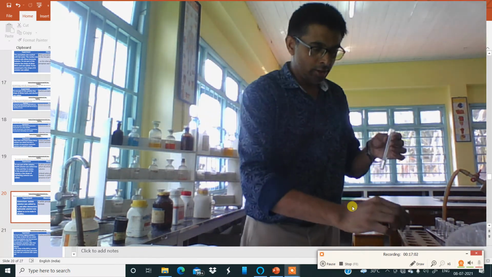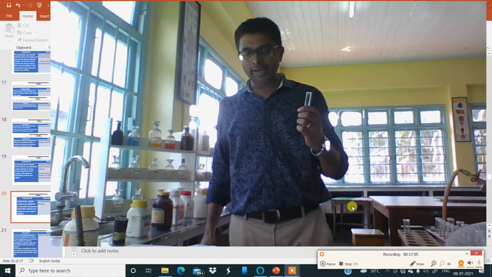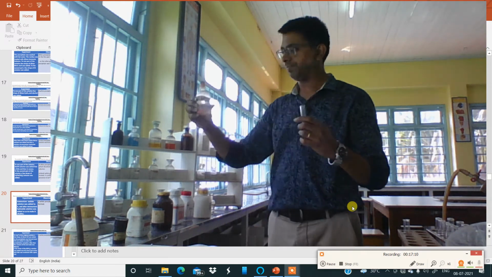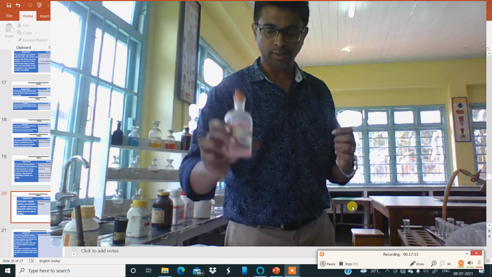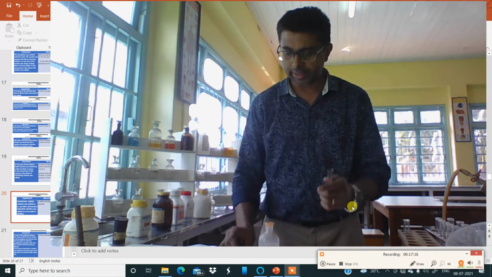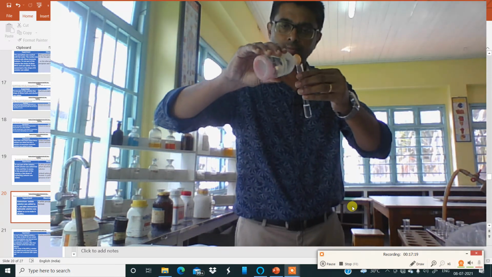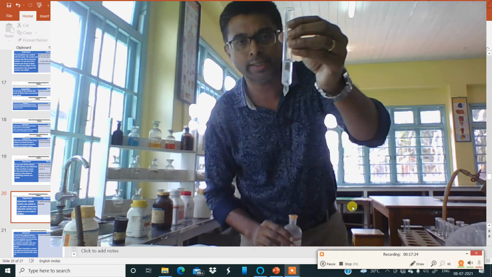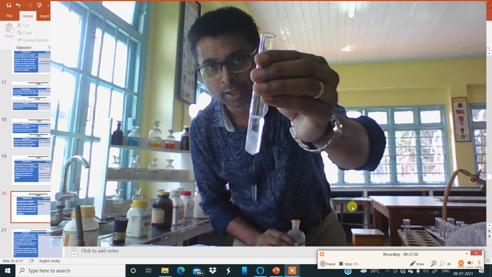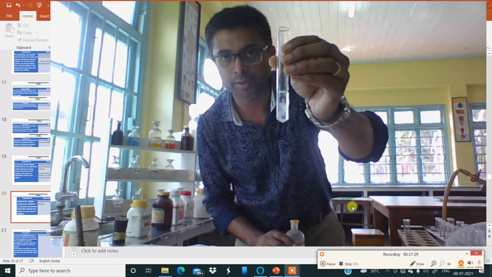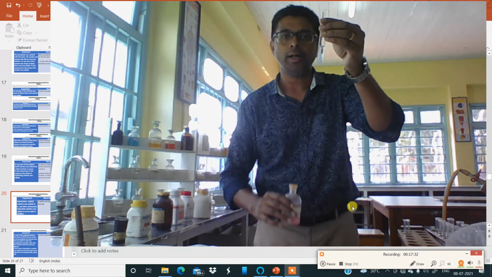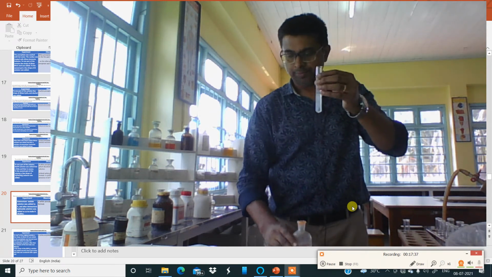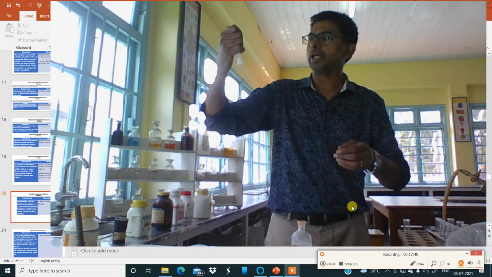To one part, I will add sodium hydroxide solution dropwise and then in excess. When I add dropwise, I am getting a precipitate, a gelatinous white precipitate. You can see the gelatinous white precipitate. Now I'll add sodium hydroxide in excess and let us see what happens. The gelatinous white precipitate should dissolve upon shaking.